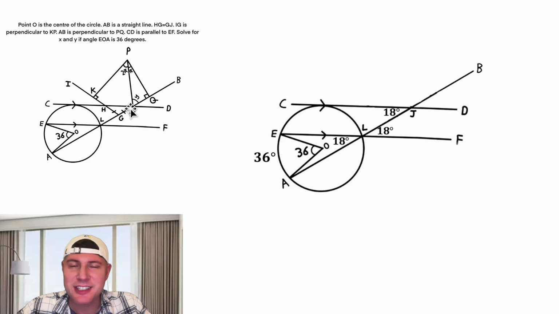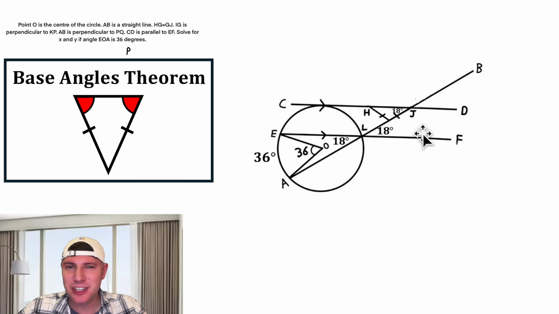Next, I want to bring in the isosceles triangle. So let's shrink the 18 down to here and copy down the isosceles triangle. Using these notes for isosceles triangles, the two angles opposite the congruent sides are also congruent. So this angle at H will be 18 degrees.